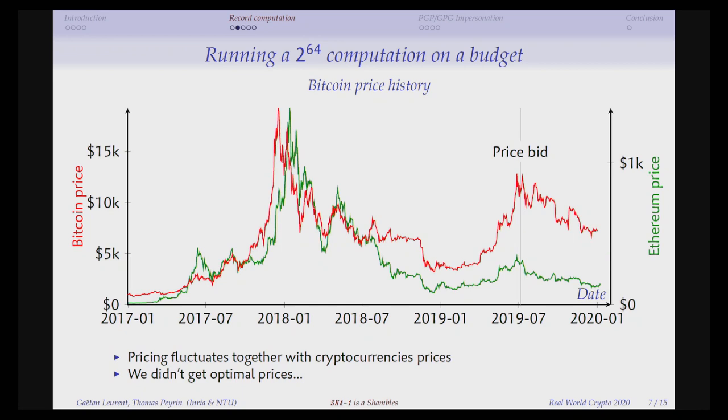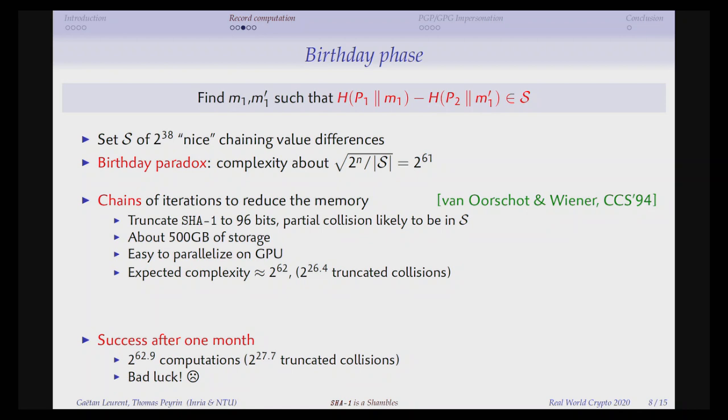So the first part of the computation is the birthday phase, so we have to start from some arbitrary difference in the state and go to one of the nice differences. So we have a set of 2^38 nice differences, and this means, due to the birthday paradox, if we take 2^61 random messages and we look at all of the pairs, one of them will be in the set.